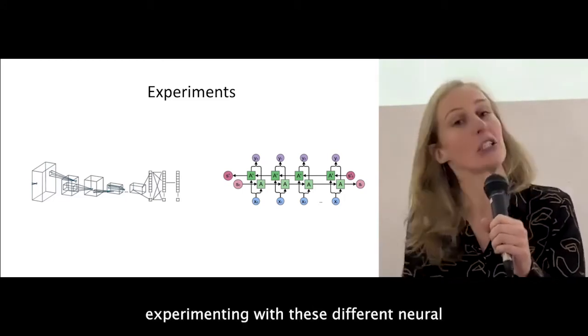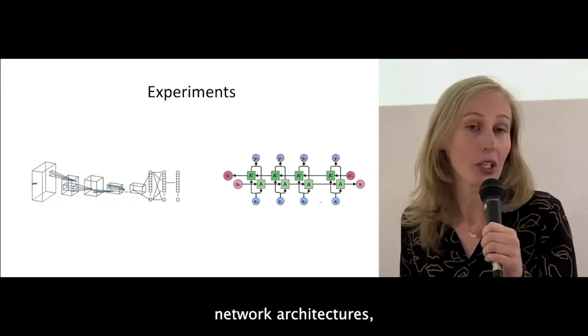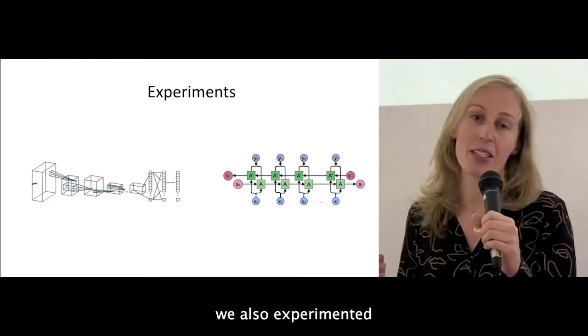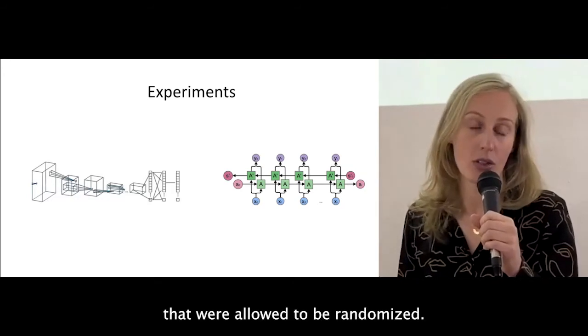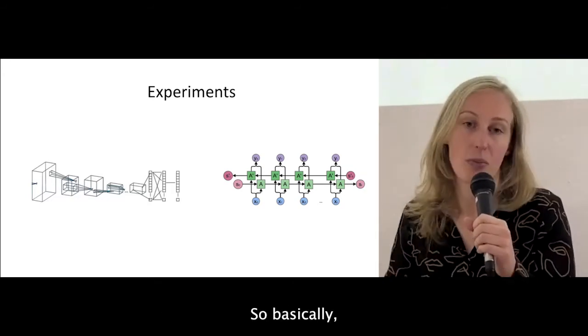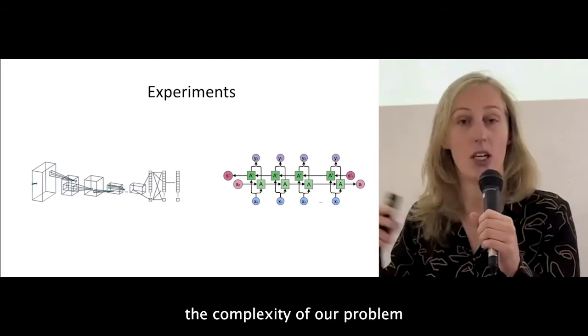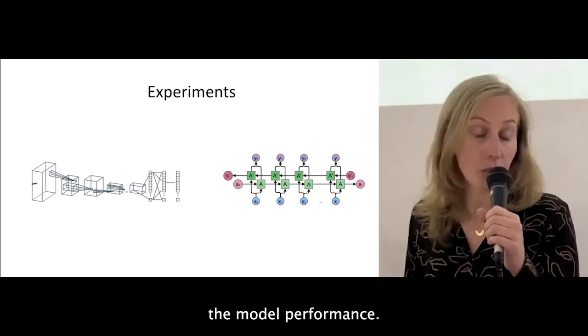So apart from experimenting with these different neural network architectures, we also experimented with varying the amount of synthesizer parameters that were allowed to be randomized. So basically, we're varying the complexity of our problem and seeing how that influenced the model performance.